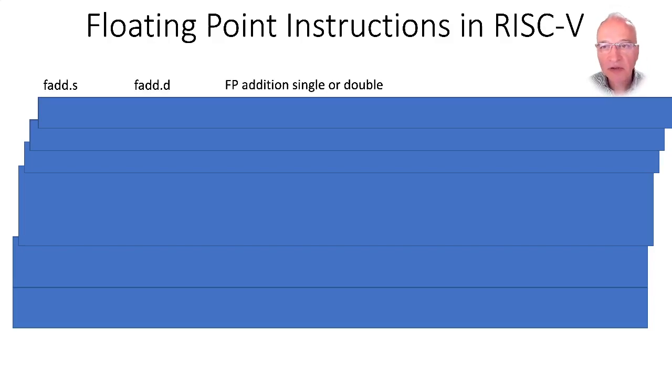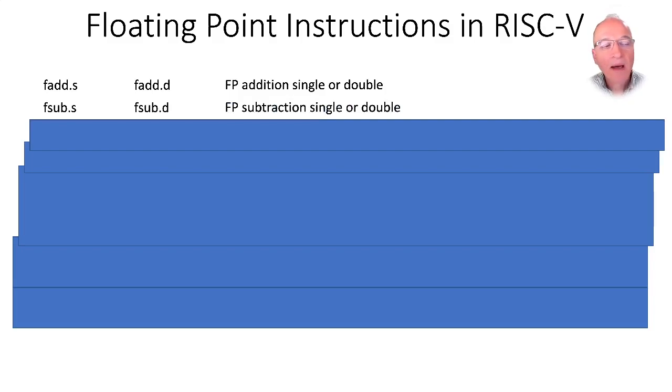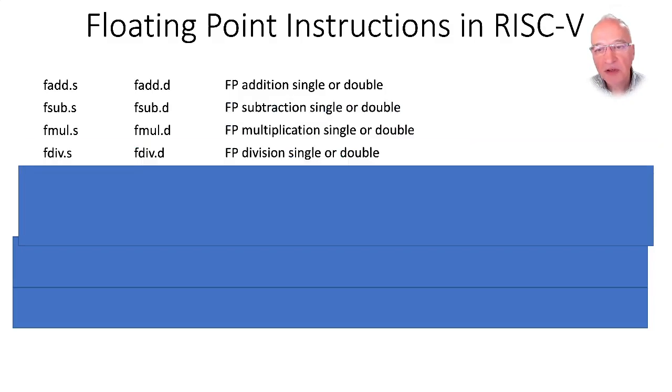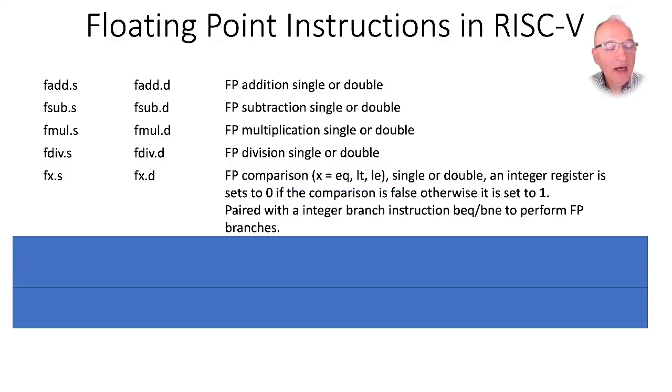So let's look at the floating point instructions in RISC-V. I have an add instruction, and each one of those instructions can be single precision or double precision, and I use the .s or the .d to specify the precision. I have sub instructions, I have multiply instructions, I have divide instructions, and then I have this fx instruction.